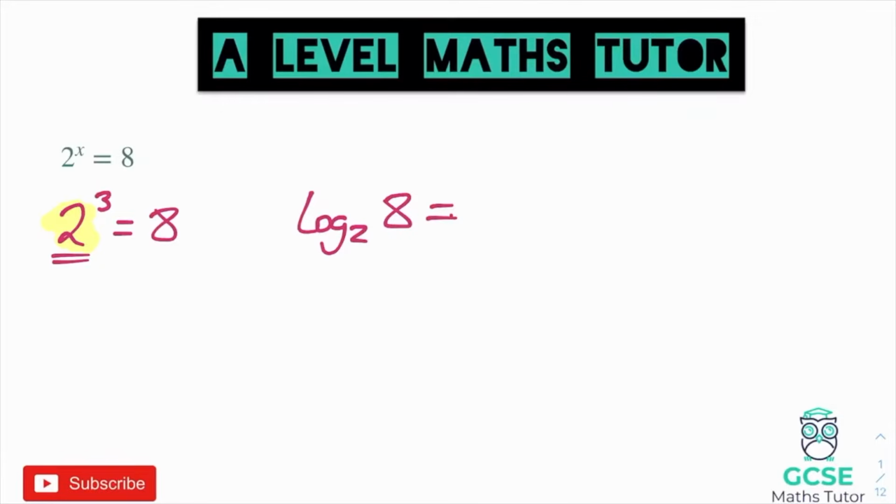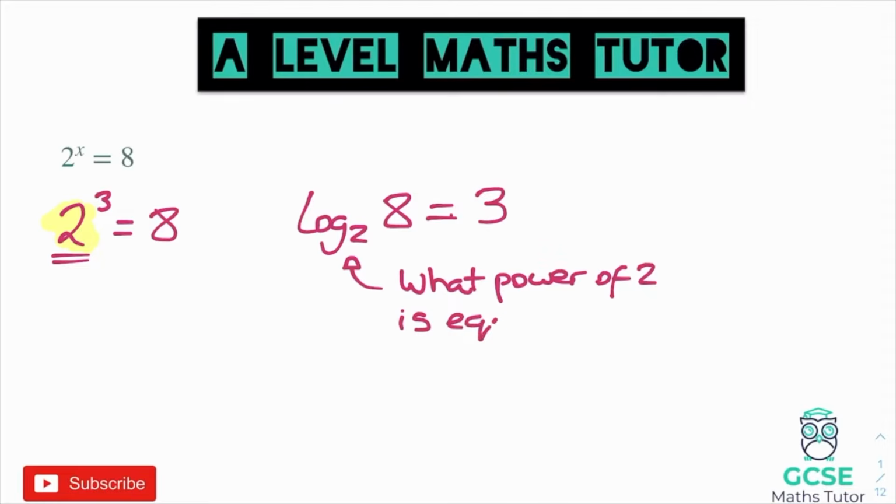So what power of 2 gives us the answer 8? And we know that the answer is 3. Okay, we've just worked that out, and that would be the answer there. If we wrote log base 2 of 8, our answer would be 3. So all that this means here is essentially what power of 2 is equal to 8. There we go. And that is really the fundamentals here behind logarithms.